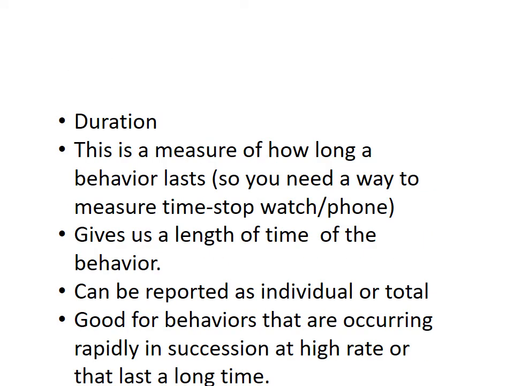Duration. Duration is a measure of how long a behavior lasts, so you're going to need a way to measure it, such as a stopwatch or most likely a phone. It gives us the length of time of the behavior. It can be reported as an individual or total. It's good for behaviors that are occurring rapidly in succession at high rate or that last a long time. It is a continuous measurement procedure.